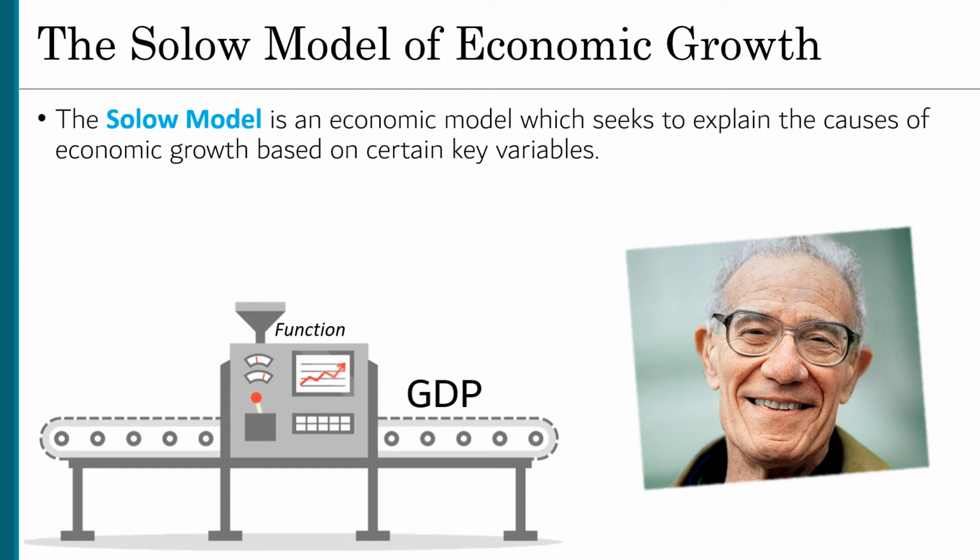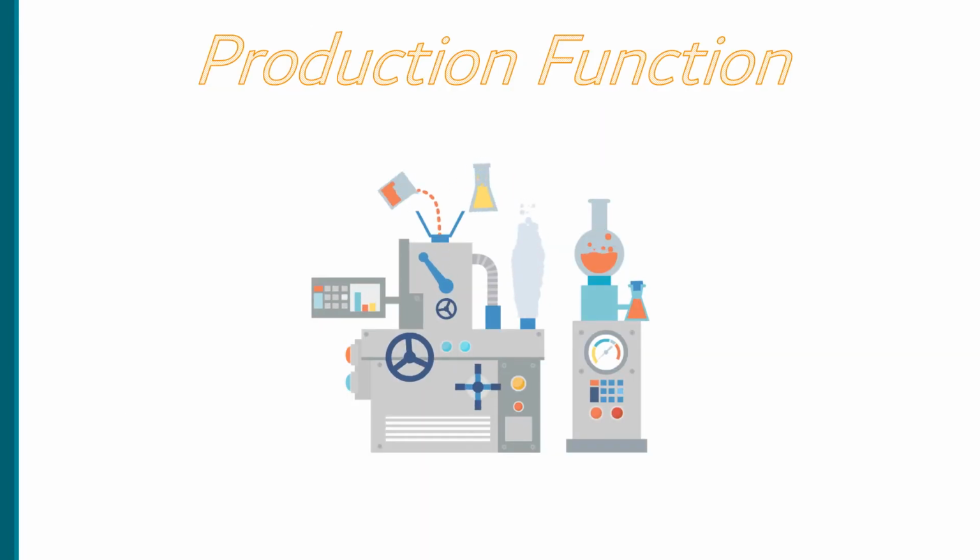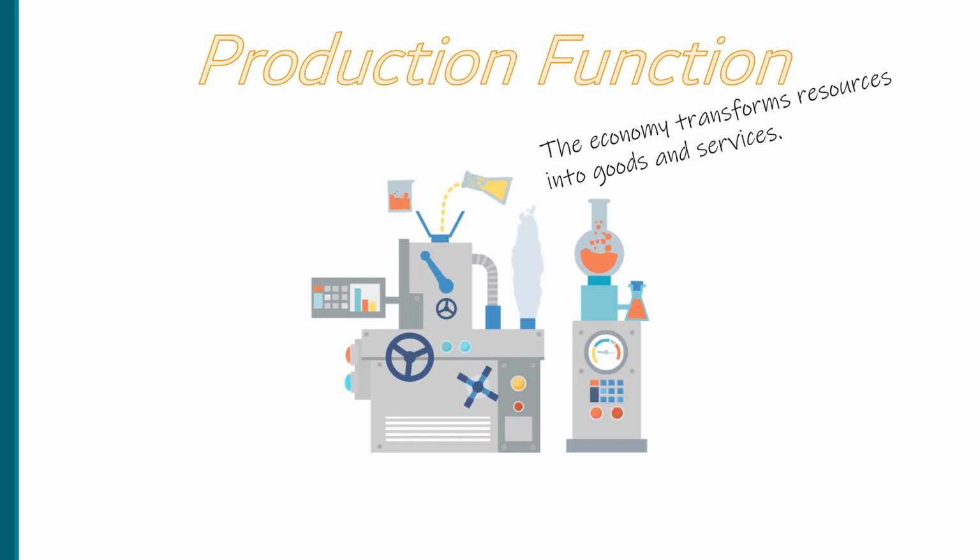Solow's model made some surprising predictions, at least for their time, such as the one about the war-torn countries growing faster than those relatively untouched by war. For this work, Solow was awarded the Nobel Prize in Economics in 1987. To begin, Solow needed to think about the economy's production function. At a basic level, the economy transforms resources into goods and services.